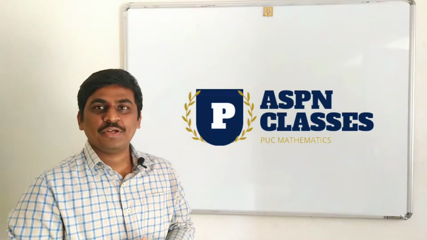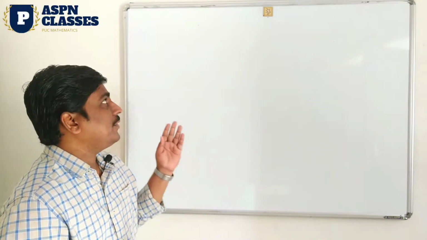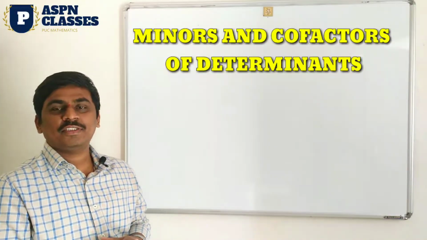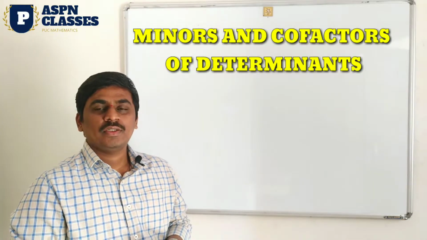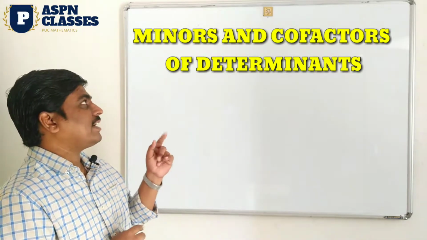So this is the sixth video of the determinant chapter. Today I am going to discuss minor and cofactor of the determinants. So let us start with the minor first.